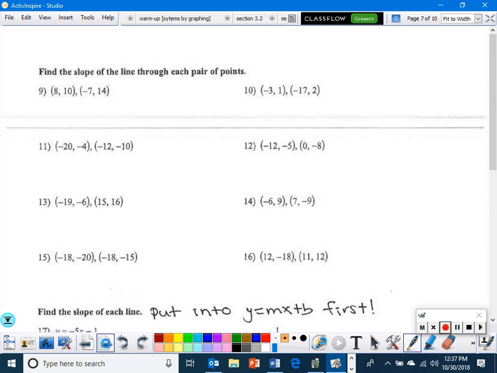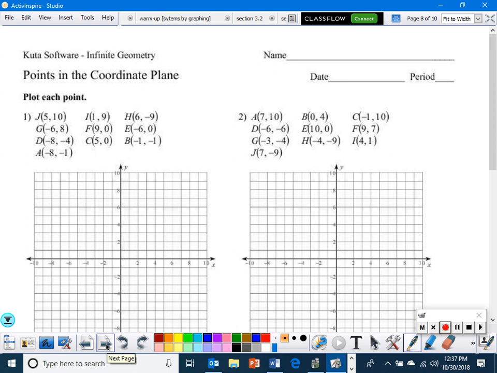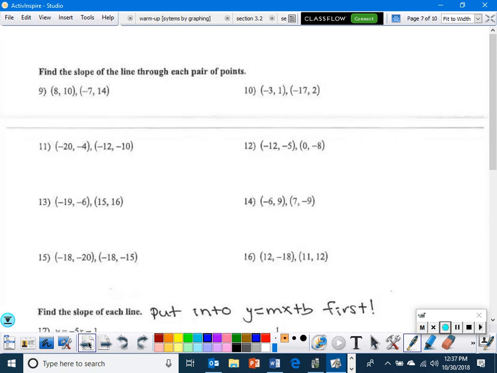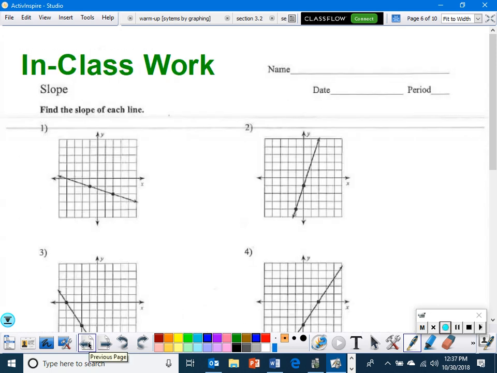Then there's also review with plotting dots. I don't care which worksheet you do first, but you need to get as much done as you can. So work on both of these. Don't waste any time in class. So you got 4 pages of work to do. Take advantage of the time that you have and get it done.